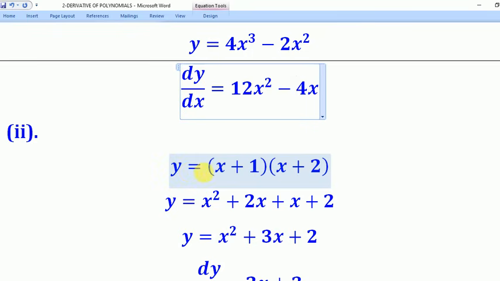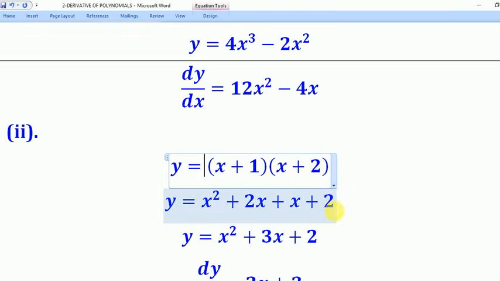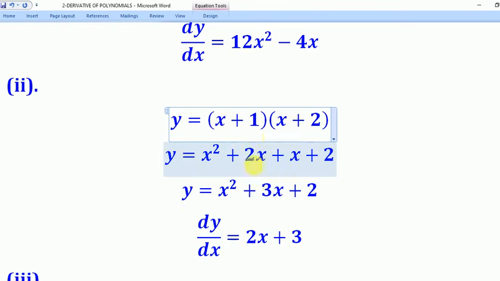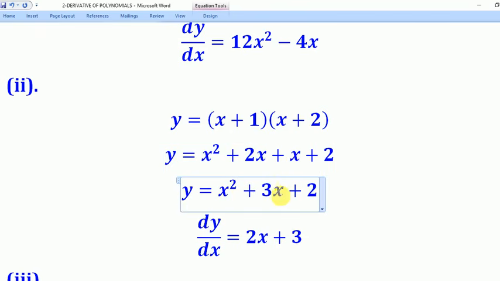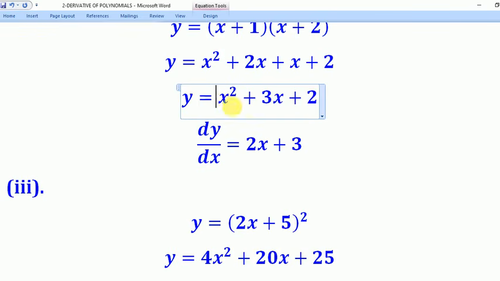(ii) We were given (x plus 1) multiplied by (x plus 2). Here you first open brackets. x times x is x squared, x times 2 is 2x, 1 times x is x, and 1 times 2 is 2. Then we collect like terms: 2x plus x gives 3x. Now differentiate this. Differentiating x squared, bring down the power to become 2x. Differentiating 3x you get 3. Differentiating 2 you get 0. So the result will be 2x plus 3.